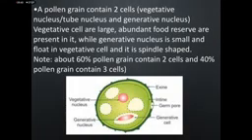A pollen grain consists of two cells, that is, the vegetative nucleus or tube nucleus and the generative nucleus. Vegetative cells are large, and abundant food reserves are present in them, while the generative nucleus is small, spindle shaped, and floats in the vegetative cell. About 60% of pollen grains contain two cells, and the remaining pollen grains in some other plant species contain three cells.